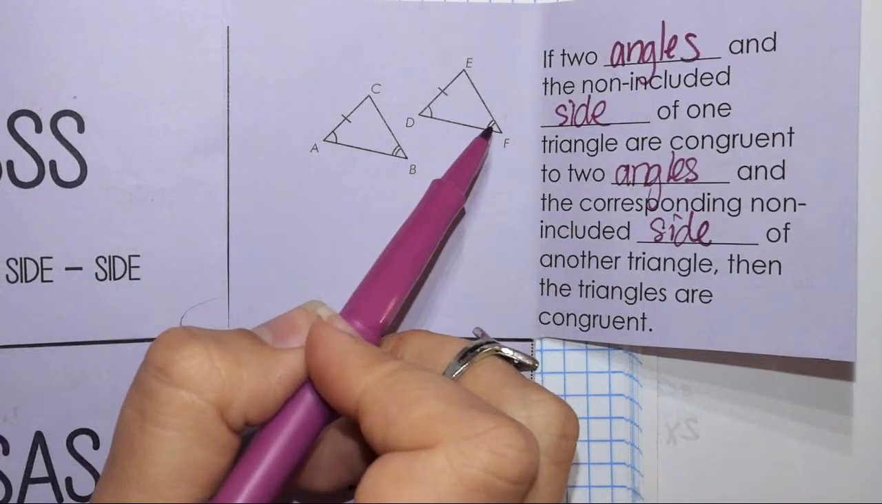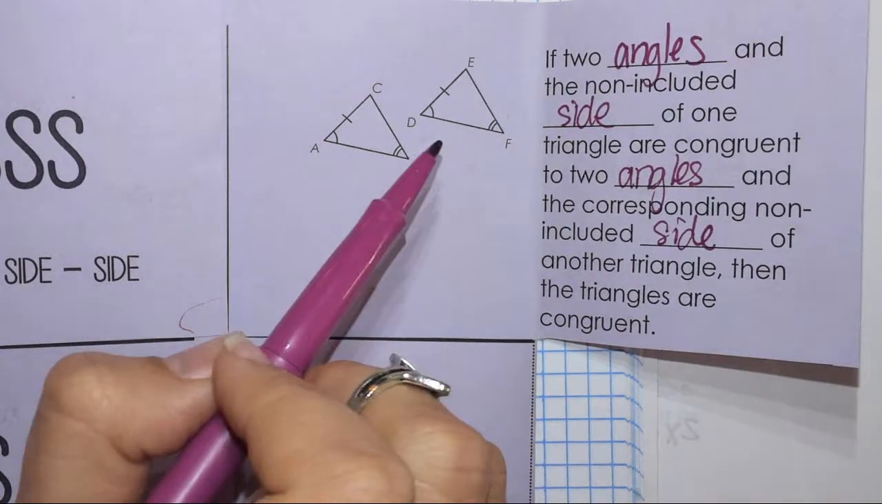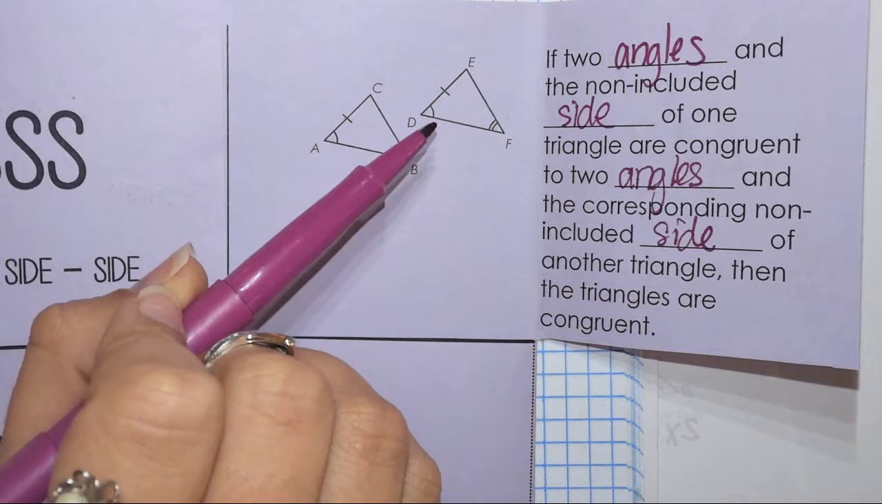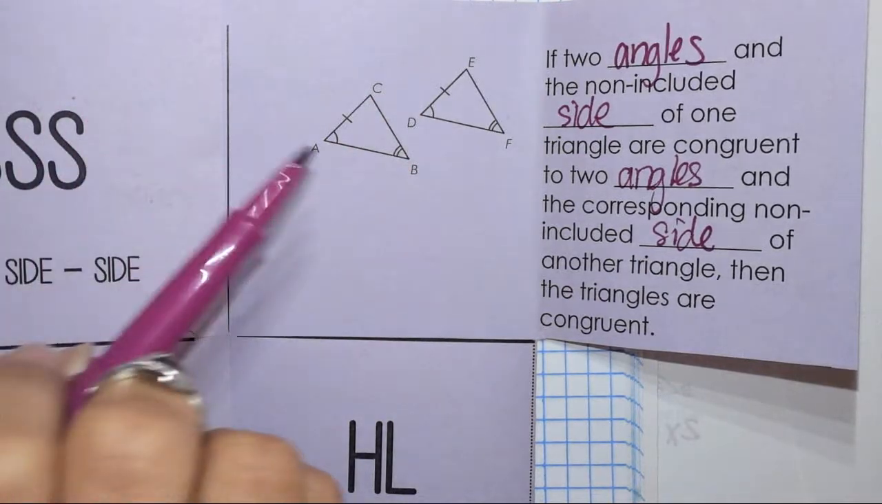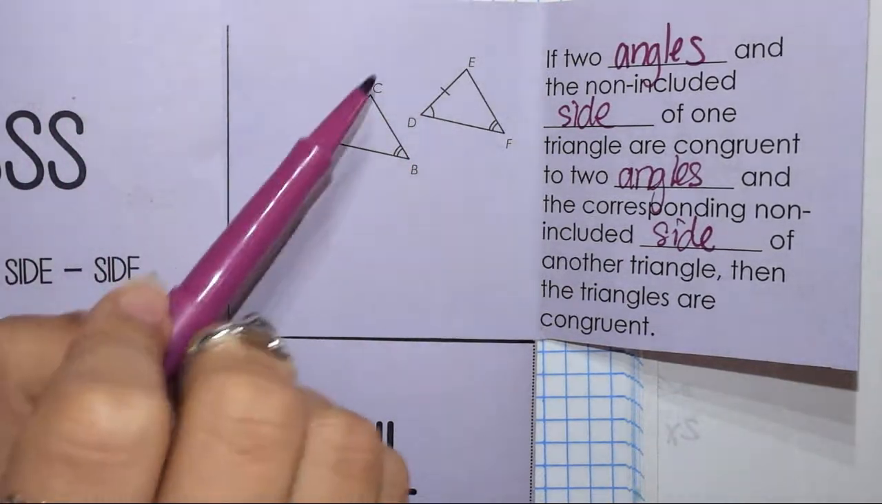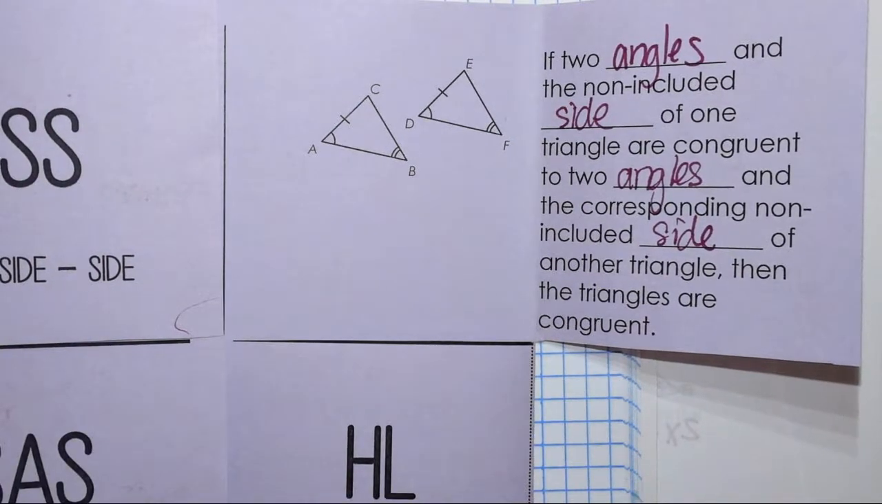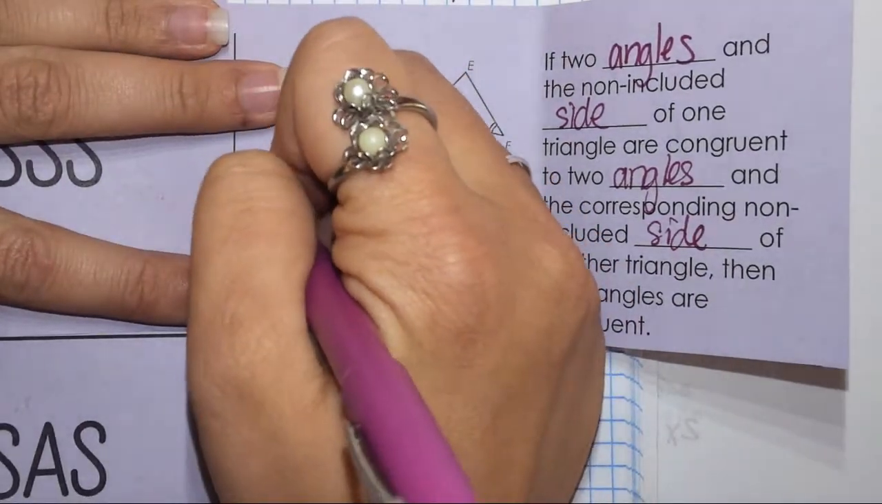So, we have an angle, correct? Angle F. And what angle is that congruent to? Angle B. And then we have another angle, angle D, and what's that congruent to? And then we have a side, AC, what's that congruent to? Are those 2 triangles congruent? By what postulate?